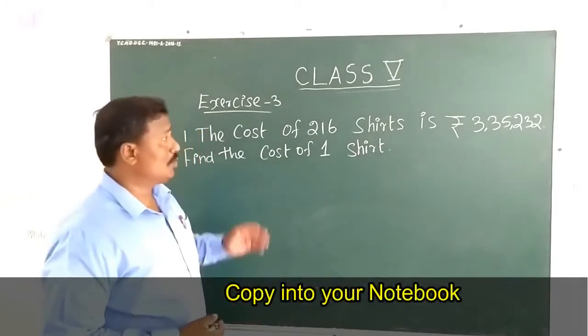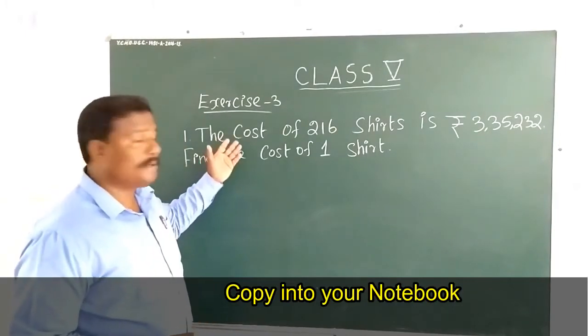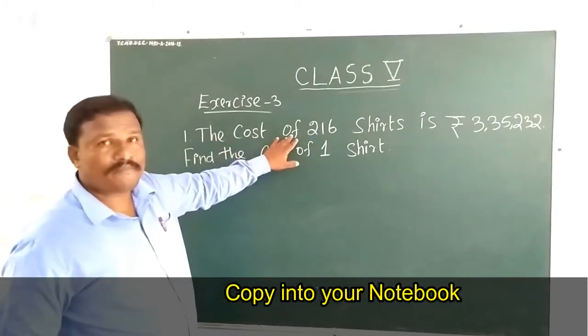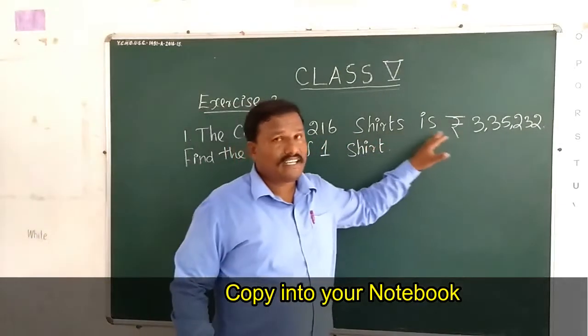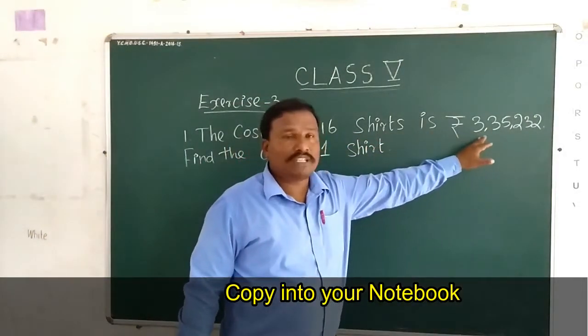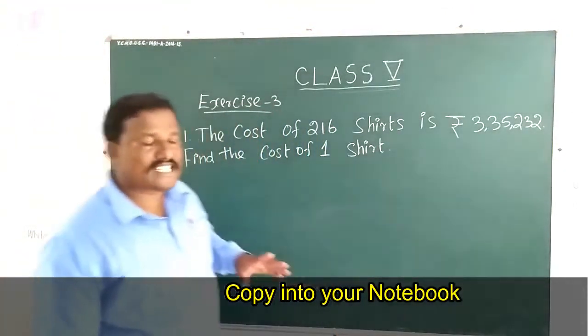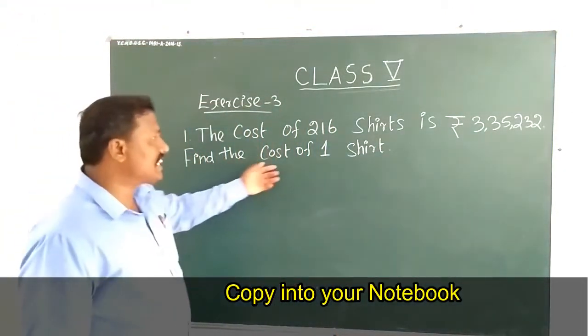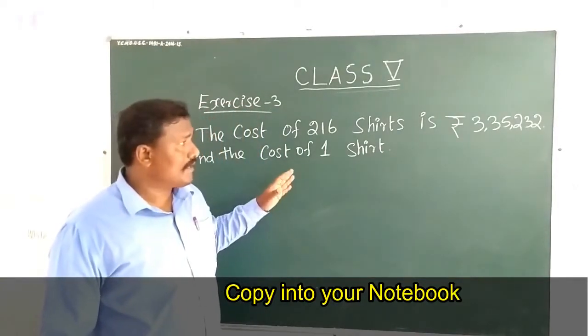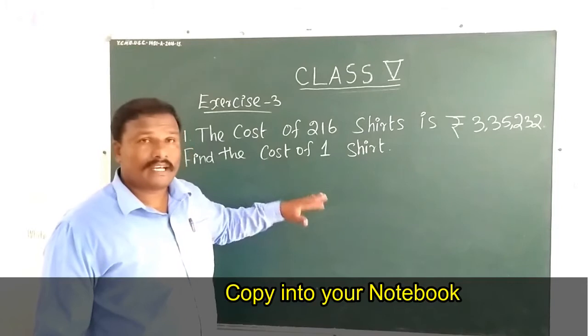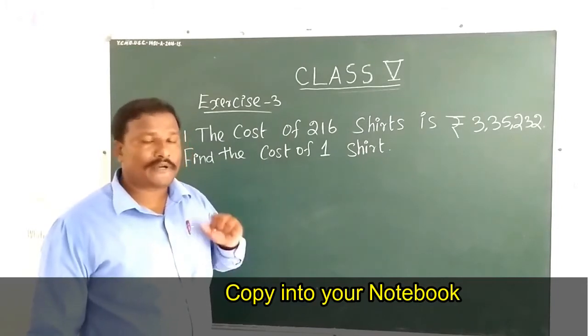Okay. So I will read the question. The cost of 216 shirts is 3,35,232 rupees. It means find the cost of one shirt. Before solving this sum, I will give a small example, then you can understand.